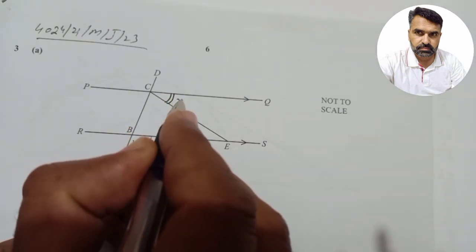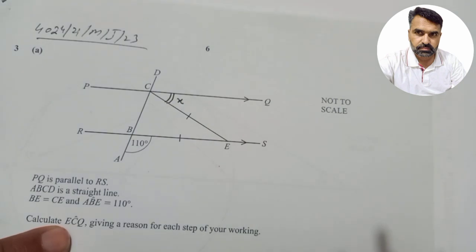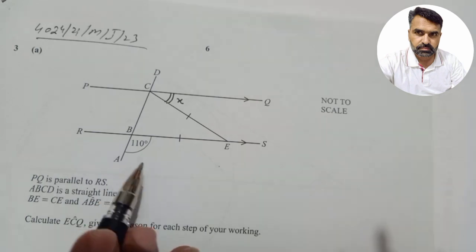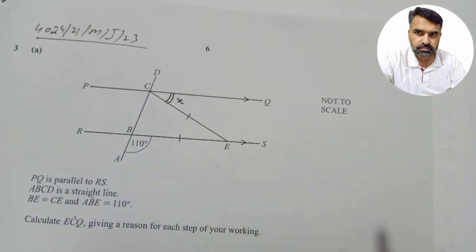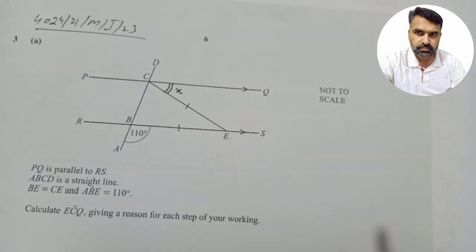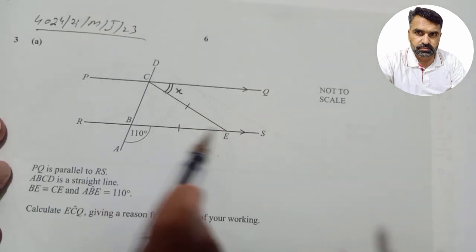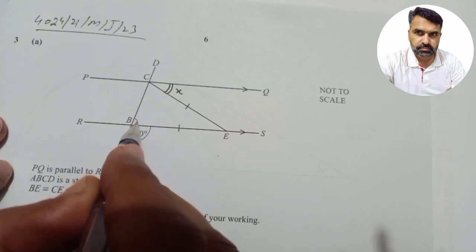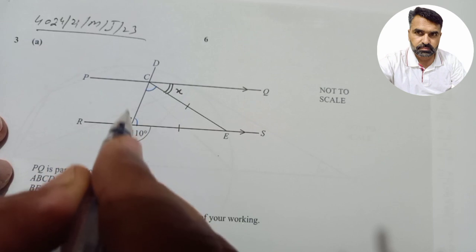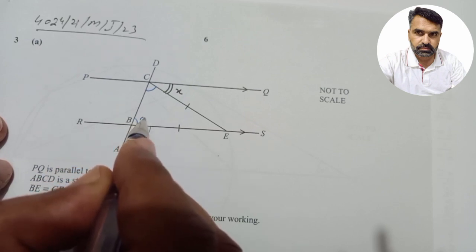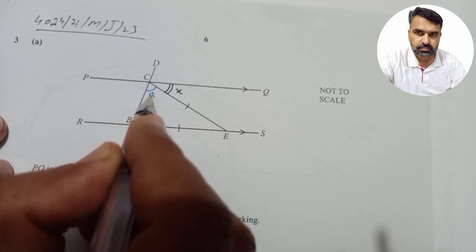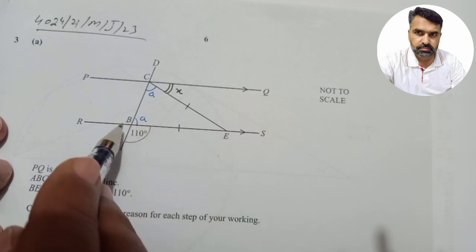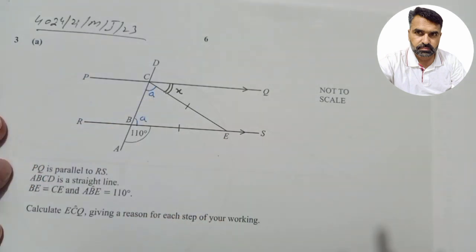I name it as angle X, so we have to find the value of angle X, giving a reason for each step of your working. We have to give the reason for all the steps that we are going to use in this question. Now students, first of all, think that triangle EBC is an isosceles triangle. So this angle and this angle both will be equal. If I name it as angle A, this angle will also be angle A because EBC is an isosceles triangle.